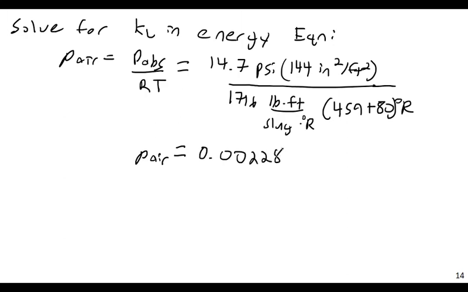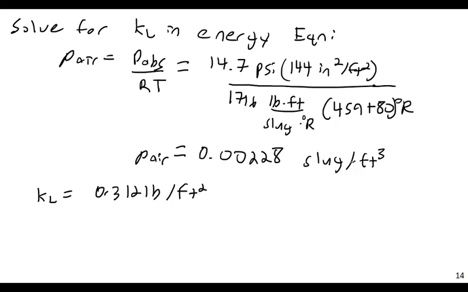0.00228 slugs per cubic foot. And then the KL is going to be 0.312 pounds per square foot. So I got my density here in slugs per cubic foot.